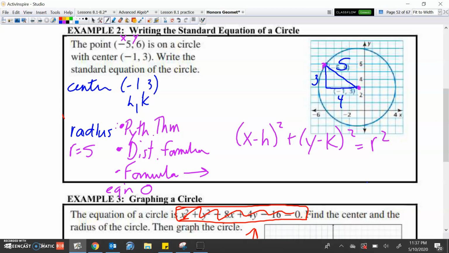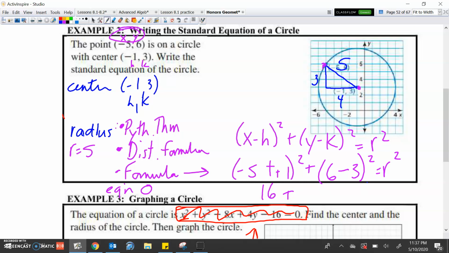So in place of x and y, I'm going to use these as my x and y. So it's going to be negative 5 minus, this is my h, k, negative 5 minus negative 1 squared. My y is 6 minus 3 squared. And the only thing I don't know is r. Okay, so that becomes a plus. Negative 5 plus 1 is negative 4. Negative 4 squared is 16.